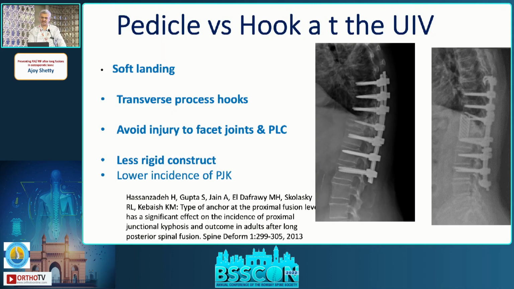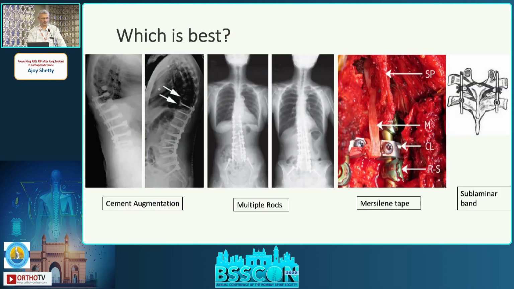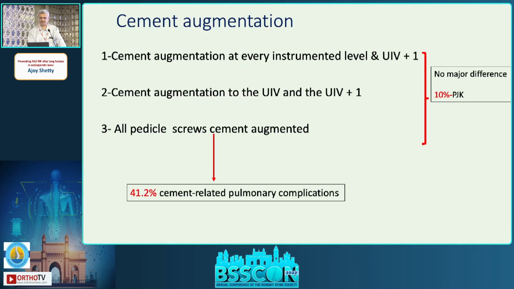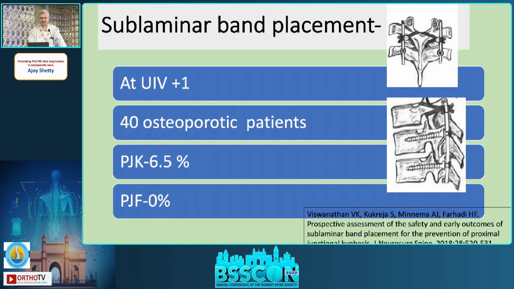The selection of UIVs still remains controversial. Basically, using hooks at the top, not pedicle screws, engaging the transverse process is better. It avoids injury to the facet joints and the PLC, makes the construct less rigid, and lowers the incidence of PJK. Of the various options, segment augmentation, multiple rods, Mersilene tape, and sublaminar bands, cement augmentation still causes PJK, but importantly, if you're using cement augmentation, use it only at the upper end and +1, but not in all pedicle screws, because the chances of pulmonary complications are higher.